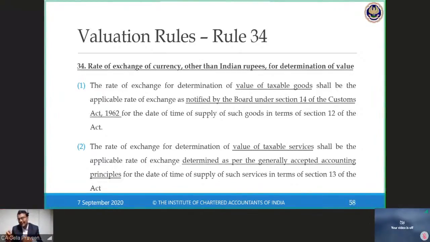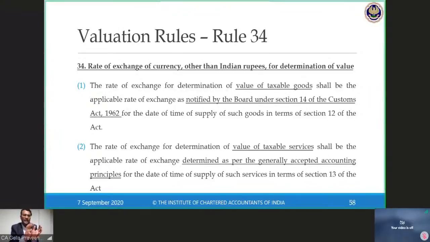Rule 34 says that the Customs Act under Section 14 notifies a rate for every period, that is, every gap of 30 days. The customs authorities come and say this is the notified conversion rate. Unlike RBI, which changes the conversion rate every day, the customs authorities fix one rate for one period. So when my consignment comes from Germany and has been landed, 30,000 multiplied by the rate fixed by the customs authority shall be the INR value.